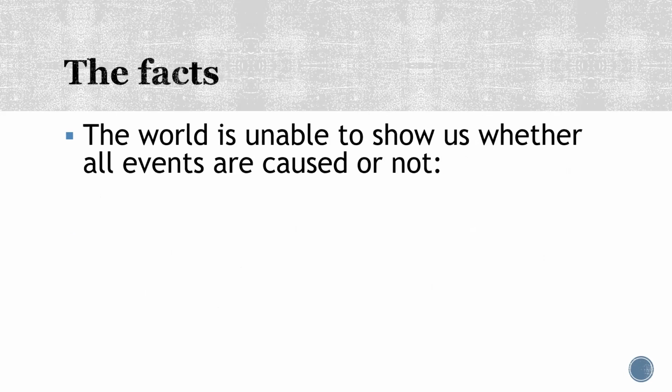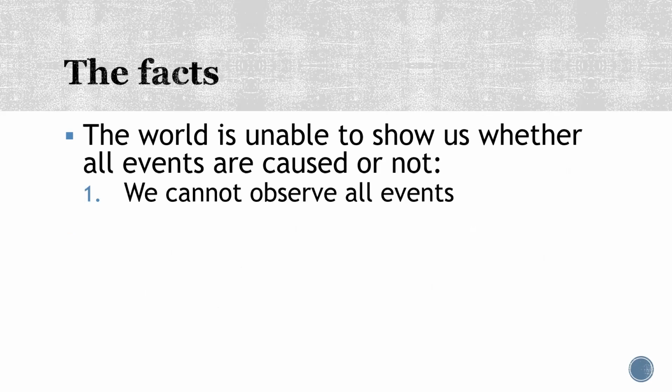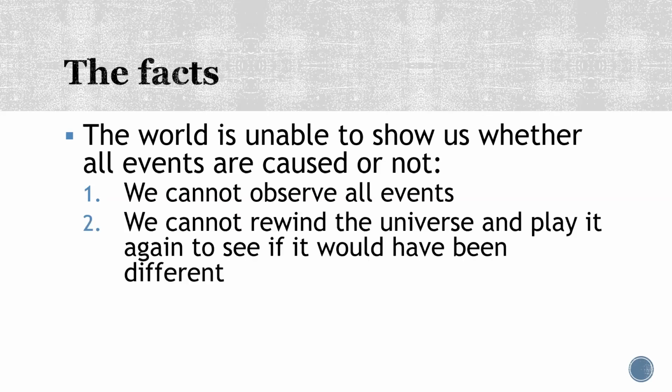Because here are the facts about this. The world is unable to show us whether all events are caused or not, right? Because we can't, number one, observe all events. Remember, determinism is true if everything is caused. Now, in order to know whether everything is caused, we would, in principle, have to observe all events. We can't. A lot of them already happened. The boat's already sailed on that.